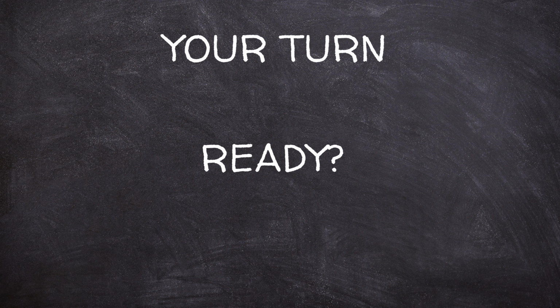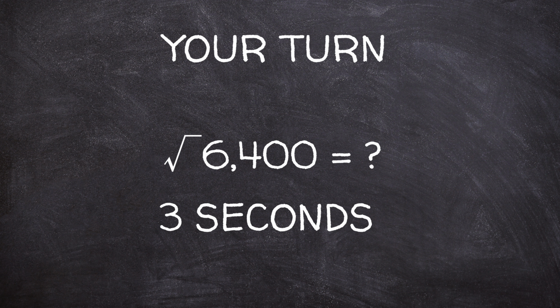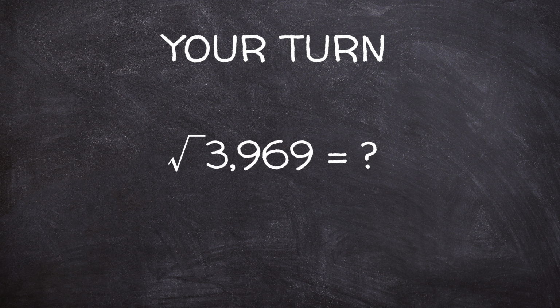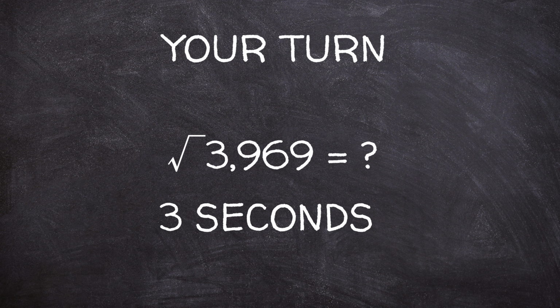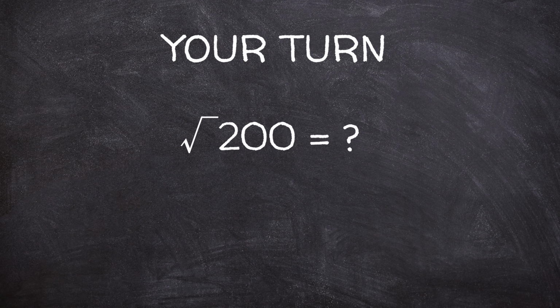Okay, your turn. Don't use a calculator. Let's see if you can apply this trick yourself. First, square root of 6400. 3 seconds. Square root of 3969. You have 3 seconds. The answer is 63. And one more. Square root of 200. We know that 196 is 14 squared. Using our estimation trick, the answer is approximately 14.14.